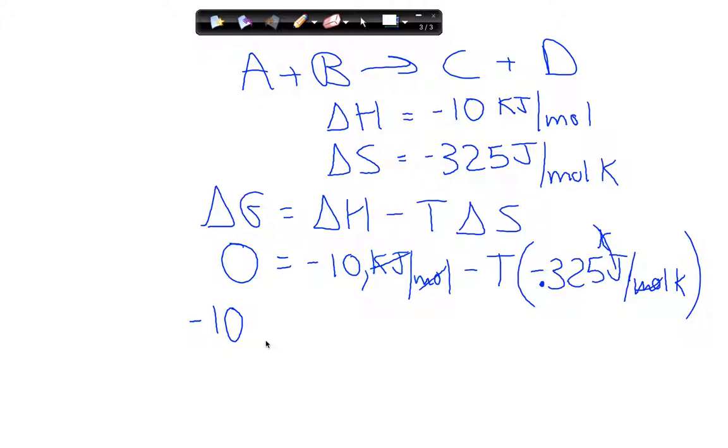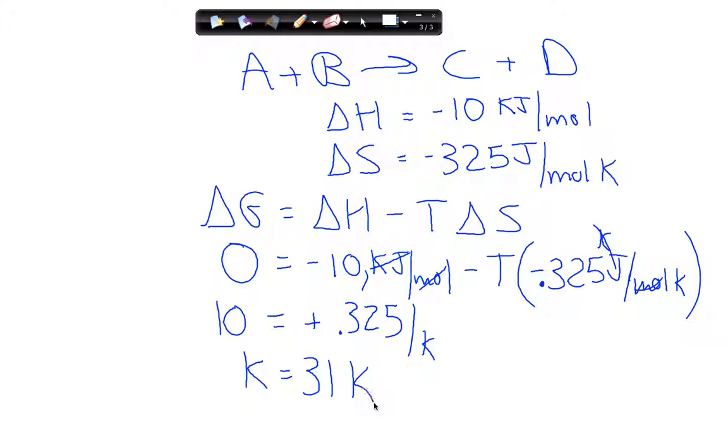What's that? I can't even do algebra. So 10 is equal to negative, which then becomes positive because our value is negative. So positive 0.325 over Kelvin, which then when you do the math gives you the units Kelvin. So guys, we're going to take 10 and divide it by 0.325. And the temperature is, I got 31. Did you as well?